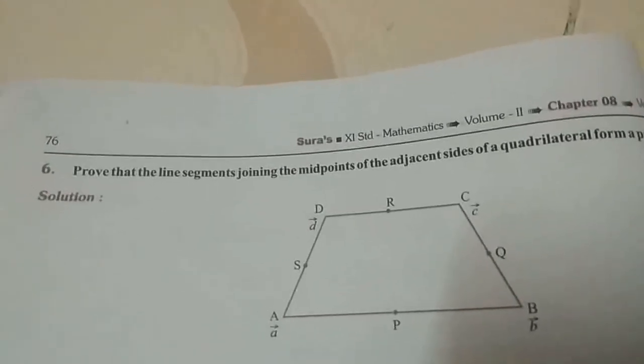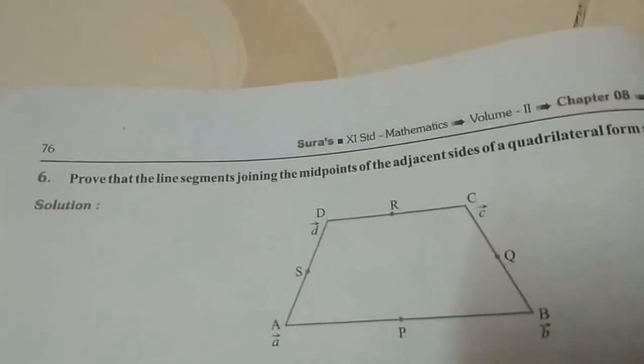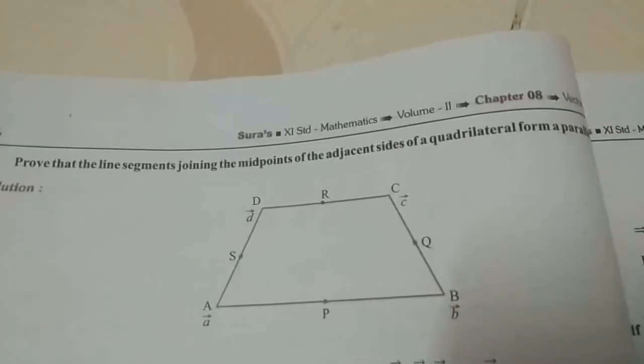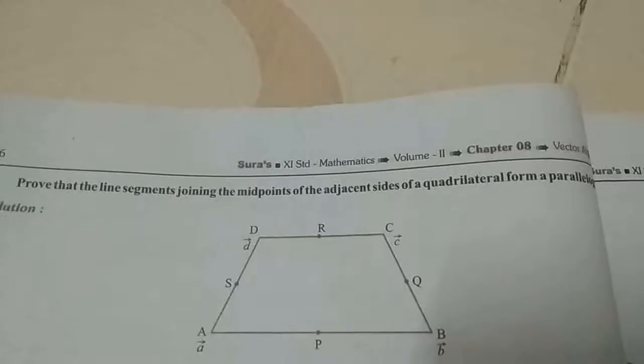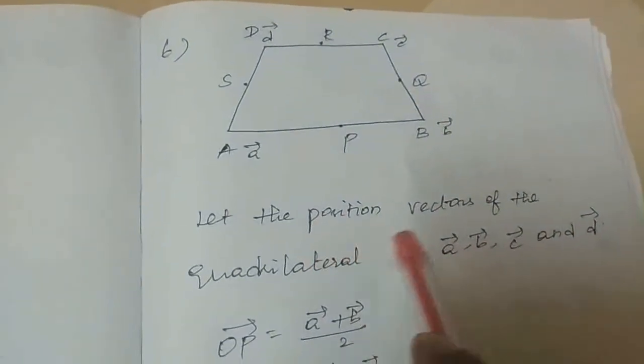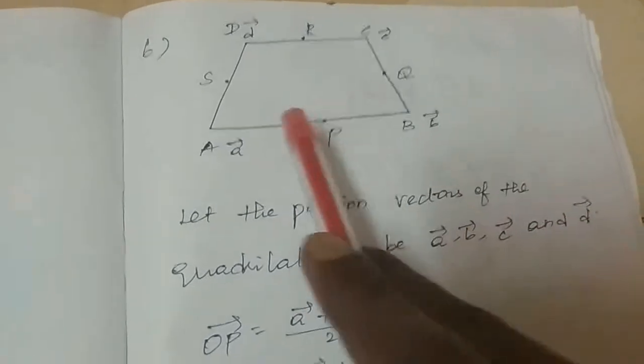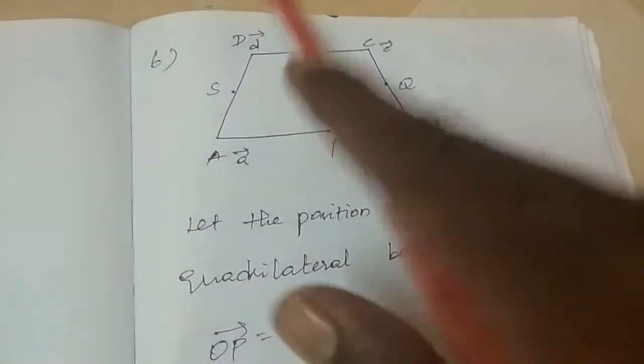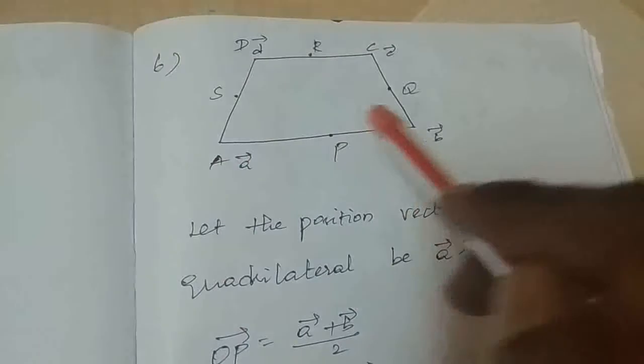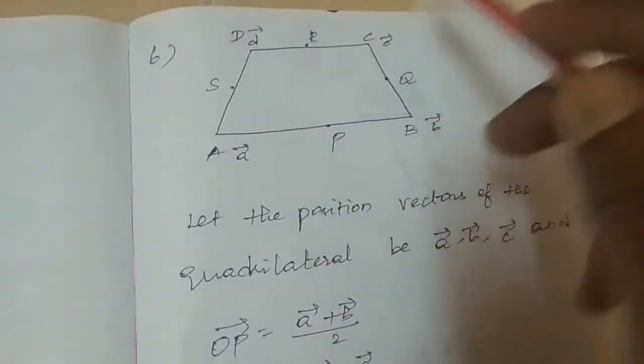Okay students, now question number 6. Prove that the line segment joining the midpoints of the adjacent sides of a quadrilateral form a parallelogram. Now the solution. Let the position vectors of the quadrilateral's vertices be A, B, C and D.